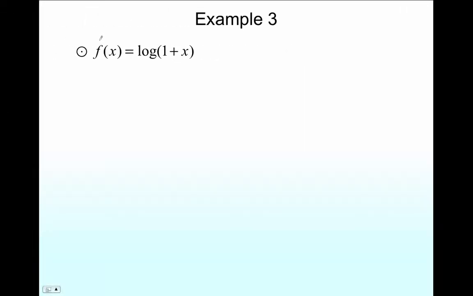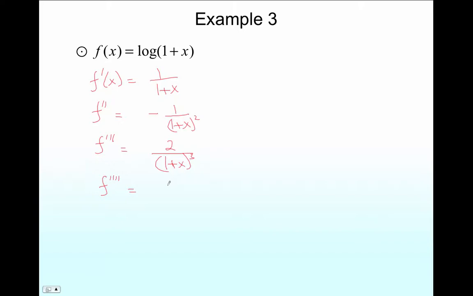Let's work out Taylor's theorem for the logarithm. Taking the derivatives is again very easy. F prime of x is 1 over 1 plus x. F double prime changes sign, and it's minus 1 over 1 plus x squared. If I take the third derivative, then the sign changes again, and I get 2 over 1 plus x cubed. The fourth derivative changes sign again, and we get minus 3 into 2 over 1 plus x to the 4.